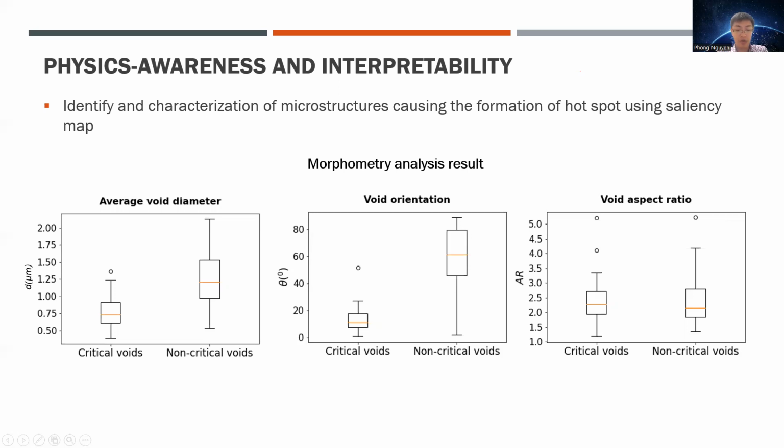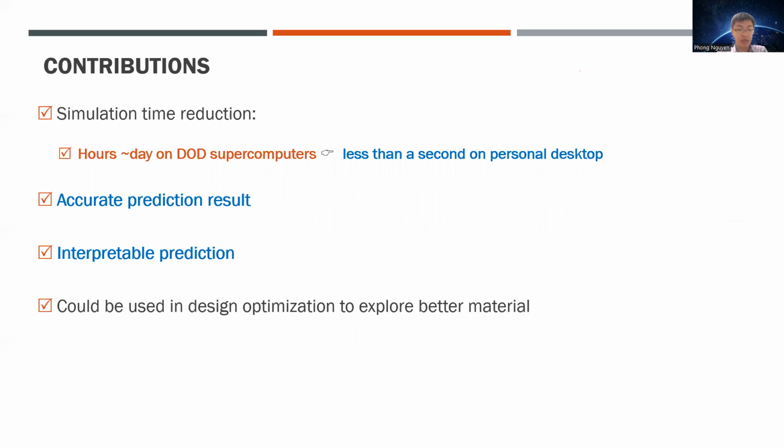From the analysis result, we can also identify the type of voids with morphometric characteristics that can lead to energy localization and form the hotspot. And this result on the orientation that I present here indeed agrees with previous findings in the energetic materials literature, and thus it provides validity for our deep learning model. So in conclusion, our deep learning model can drastically reduce the computation time from hours and days on a supercomputer to less than a second on a personal laptop. Secondly, it can provide an accurate prediction result, and the prediction is interpretable, proving the trustworthiness of the model.